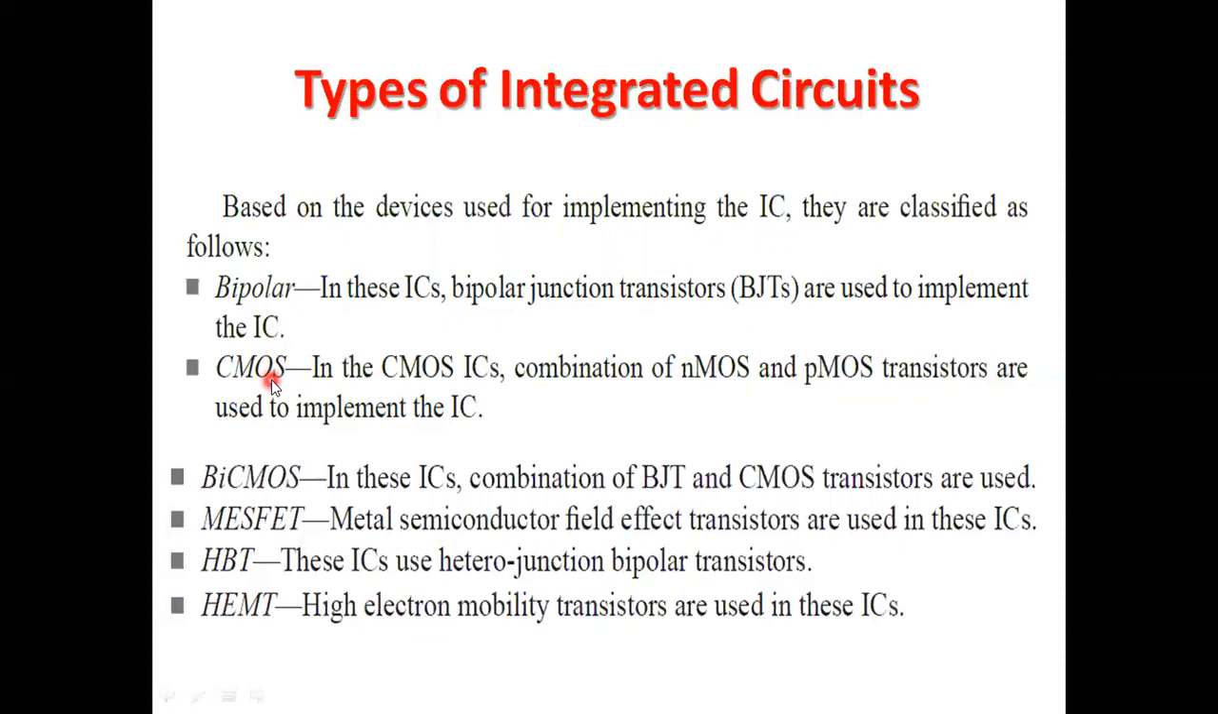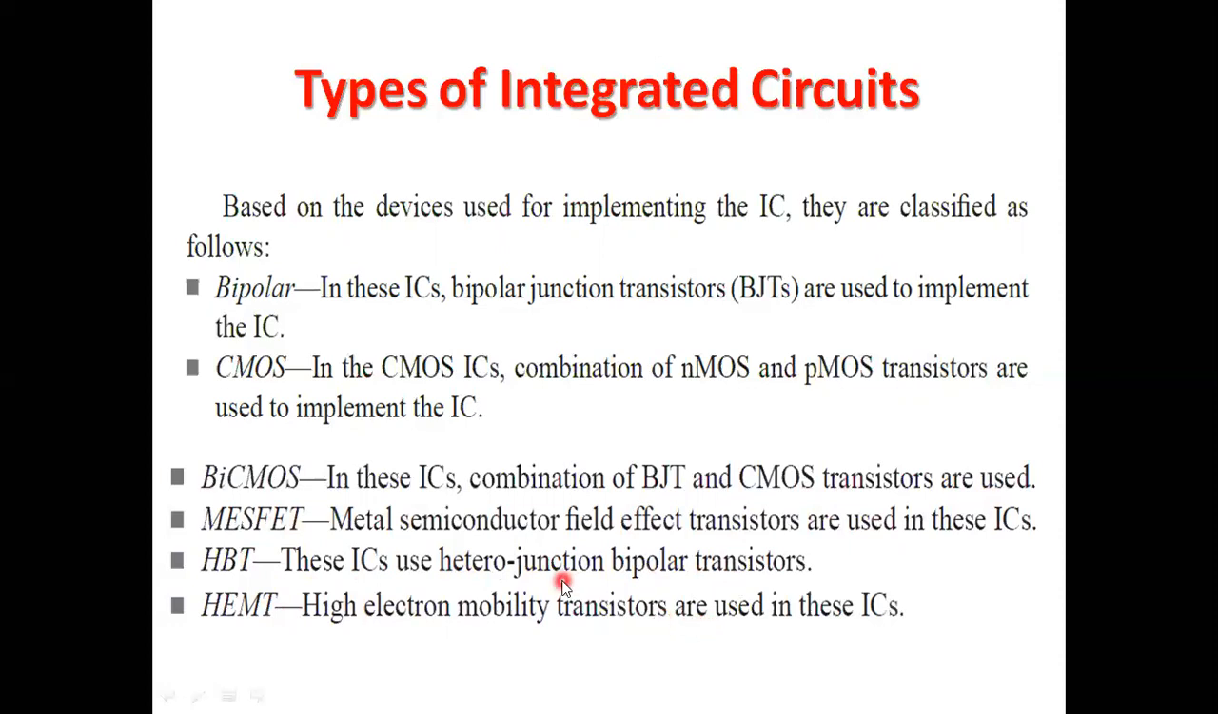Next is the CMOS. In the CMOS ICs, a combination of the NMOS and the PMOS transistor are used to implement the ICs. Next is the BiCMOS. In these ICs, a combination of the BJTs and the CMOS transistors are used. Next comes the MESFET. Metal semiconductor field effect transistors are used in these ICs. Next is the HBTs. These ICs use heterojunction bipolar transistors. Next is the HEMT. High electron mobility transistors are used in these ICs.